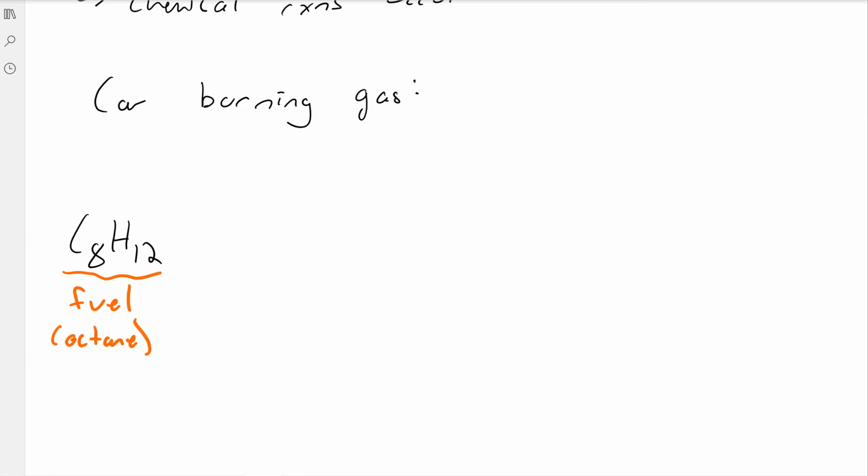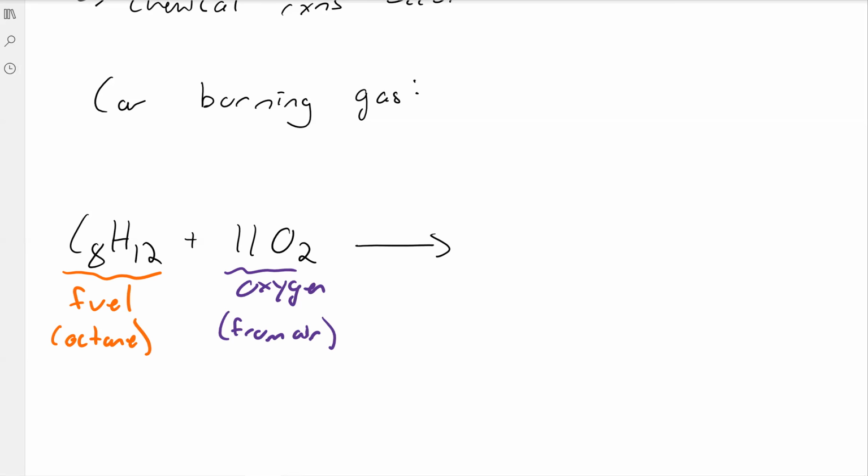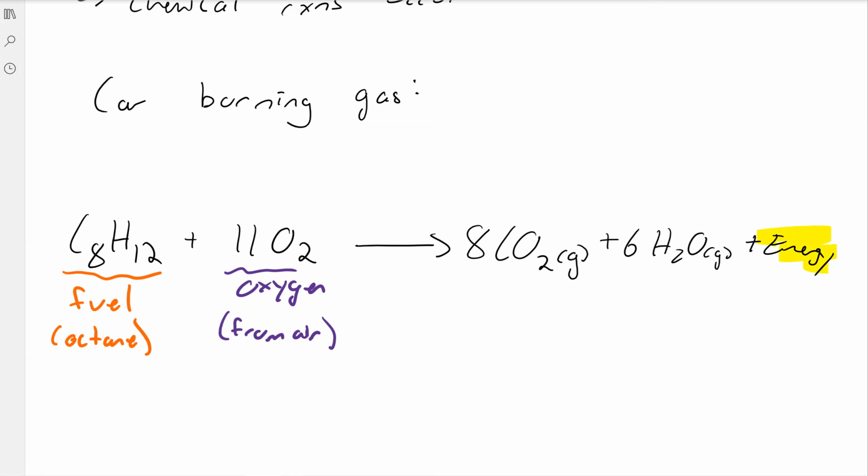It's called octane because there's 8 carbons. And that combines with oxygen from the air. So this is why your car needs to suck in air to work. And then it reacts these two, adds a little bit of spark, and then it forms carbon dioxide and some water and a whole bunch of energy. And the energy is what's used to drive your car.